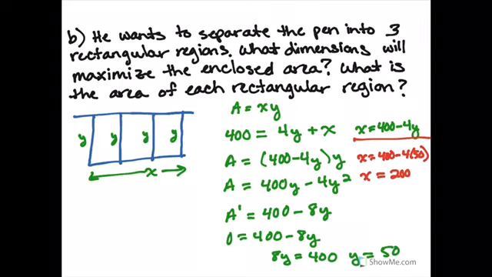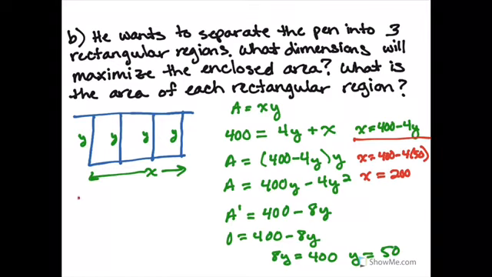So we found the dimensions that maximize the total area, but I'm also being asked, what is the area of each rectangular region? Now, all of them are the same, correct? So if I find the total area, I can just divide it by 3 and I'll have the area of each region. Does it make sense?